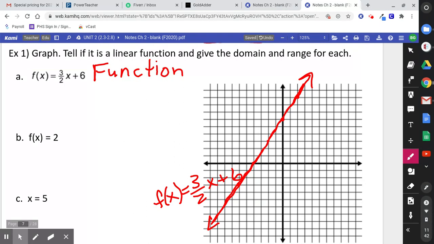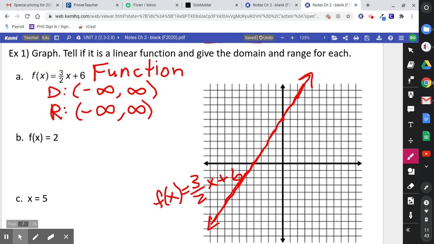For domain and range, that's where I talked about squashing it onto the x or squashing it onto the y. If you took that line and you squashed it onto the x-axis, it's just going to flatten out. It's going to cover everything. And so the domain is going to be all real numbers. Likewise with the range, if the walls close in and it squashes onto the y, it's going to cover up all the y numbers. Okay? We're talking about all of the y numbers, so the range is also negative infinity to positive infinity.